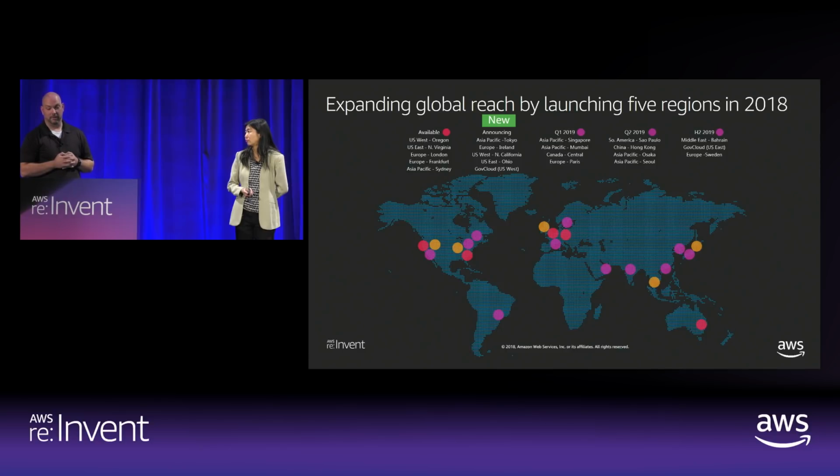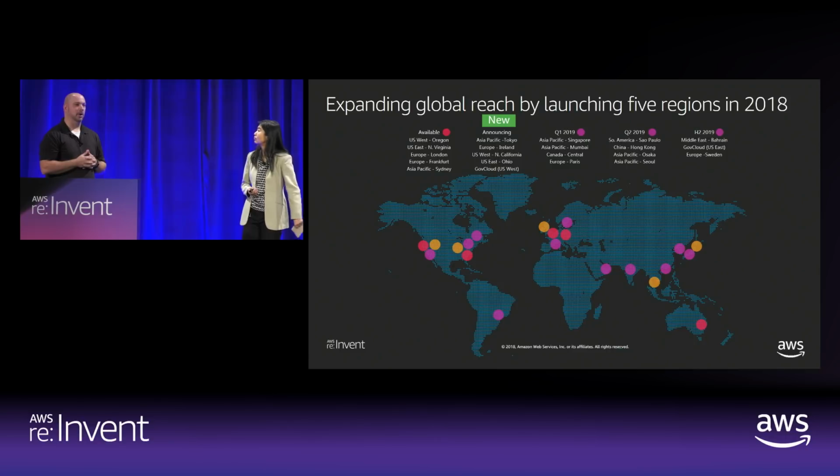We're actually announcing 5 additional regions here in the fourth quarter. But our goal is to have all AWS regions functional with VMware Cloud on AWS by the end of next year. So keep an eye out if there's a particular region you're interested in.